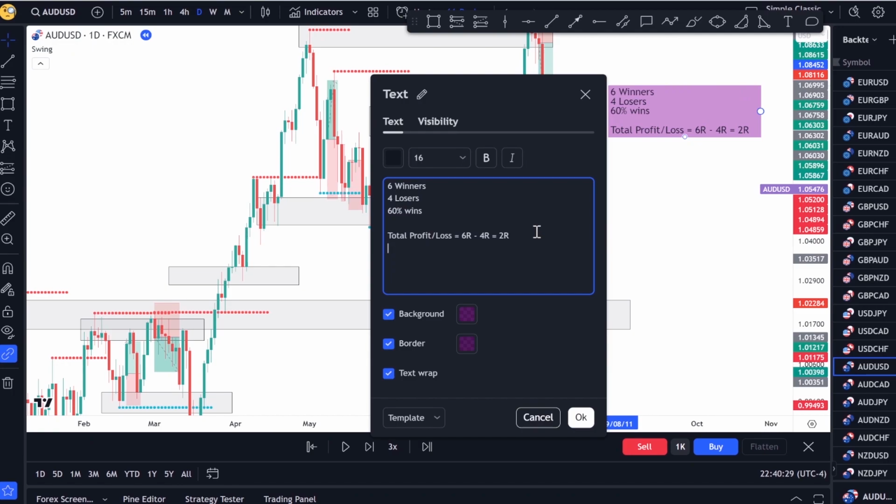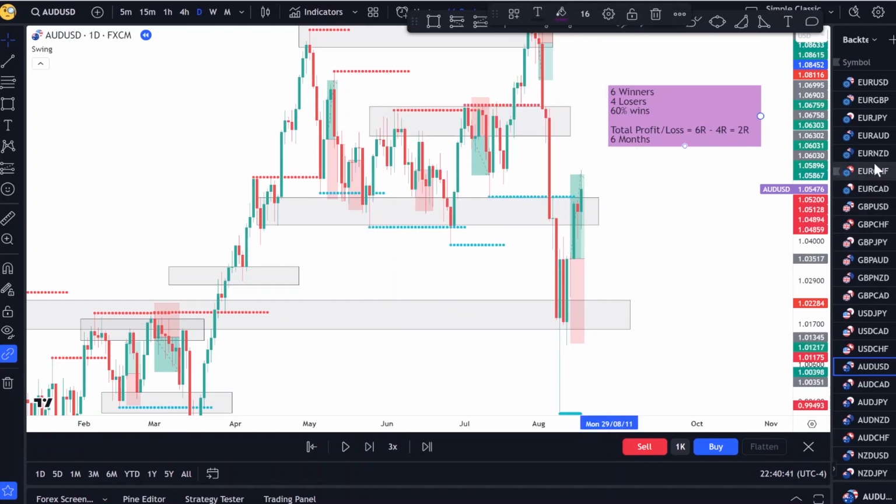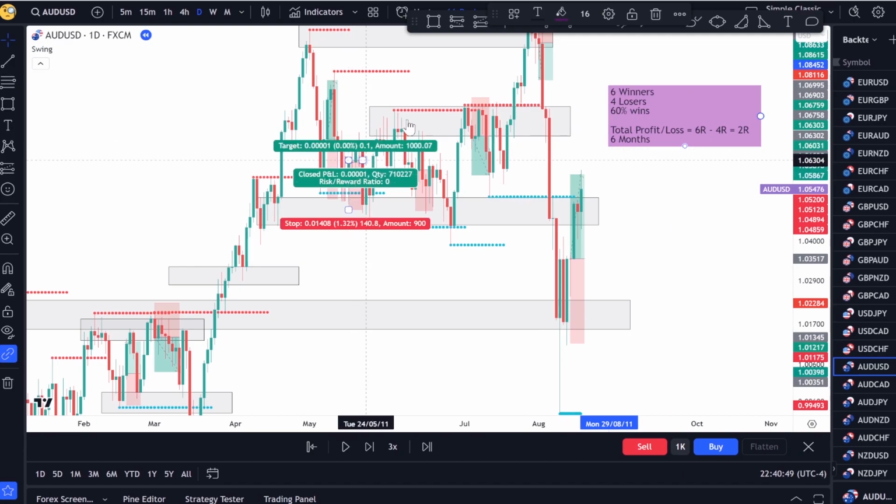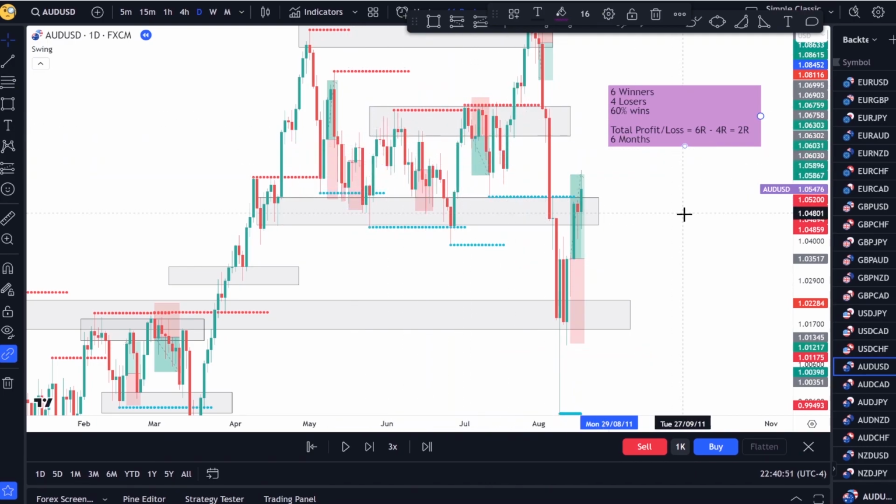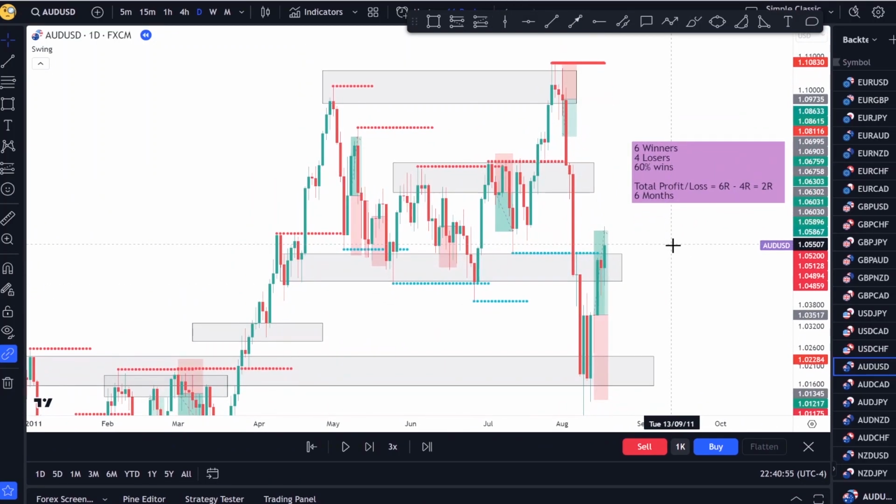Now obviously you might say that 2R profit is not much over 6 months, and you're right. This is something that needs to be applied over multiple pairs at the same time, not a single pair, right? So sometimes you get more zones that react better on some pairs, and in this case you don't get that much. Like in this case, this was pretty trendy, and this was pretty trendy.